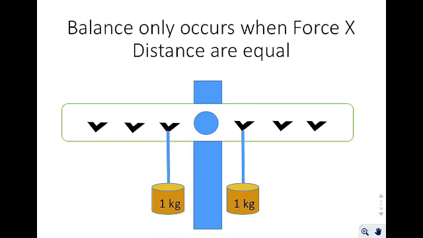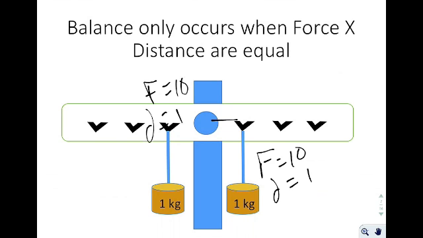So for example, in this case, I have a force of 10 and a distance of, I'm going to call it 1 notch. And here I have a force of 10 and a distance of 1 notch. When I multiply these values out, I get a total of 10 and a total of 10. When these two things equal out, that's when I have balance. That's when I'm said to be in equilibrium.